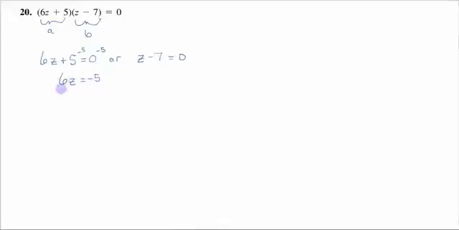And how would I get rid of that 6 that's with the z? Remember that it's attached by multiplication. It's 6 times z. So to get rid of it, we divide. So z equals negative 5/6. And we'll come back and work on this one too. So to get rid of that minus 7, we'll add 7. And that gives me z equals 7. Again, we have two solutions for one equation, something that we haven't encountered before.